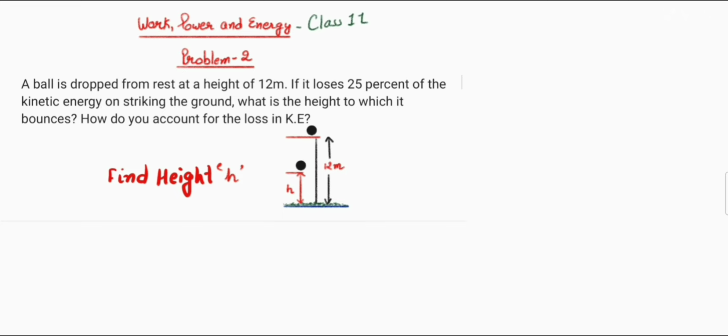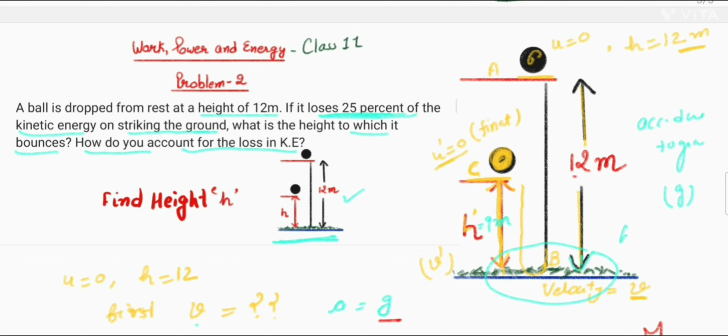Now they are asking how do you account for the loss of kinetic energy? Why has the ball lost 25% of its kinetic energy? This is because the collision of the ball with the ground is not perfectly elastic.